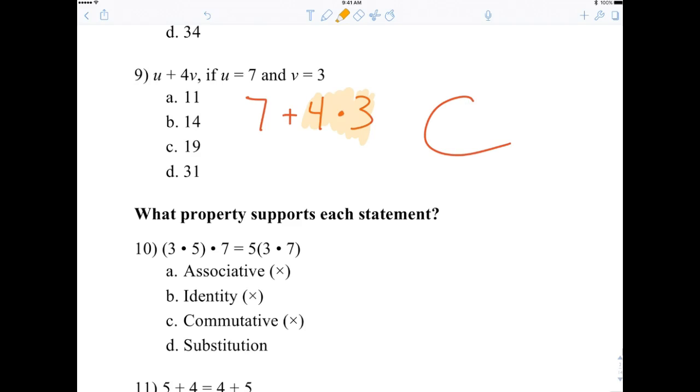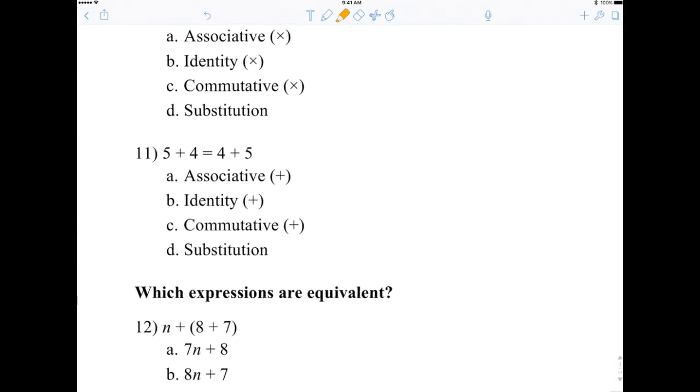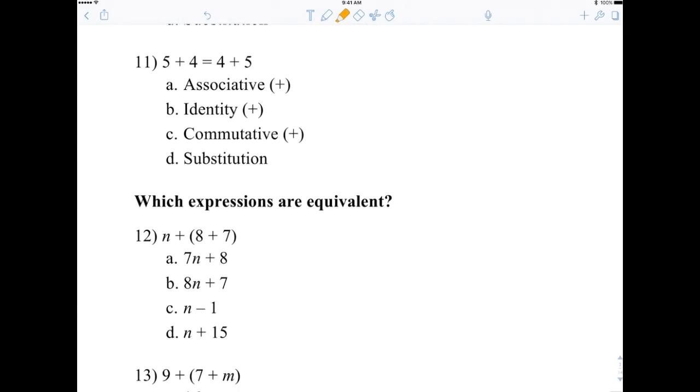So far, you agree. Simple. Let's go to number 11. Naming the property. 4 plus 5 is equal to 5 plus 4. Obviously, it is commutative. Notice how they spelled commutative. They spelled it correctly. The correct answer would be C.